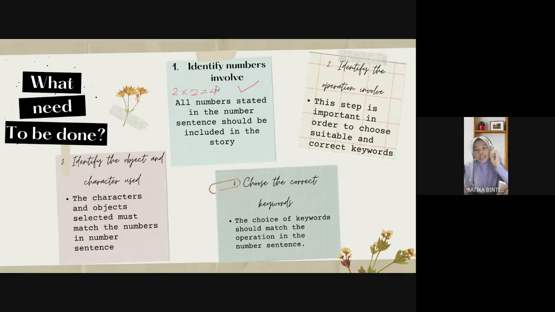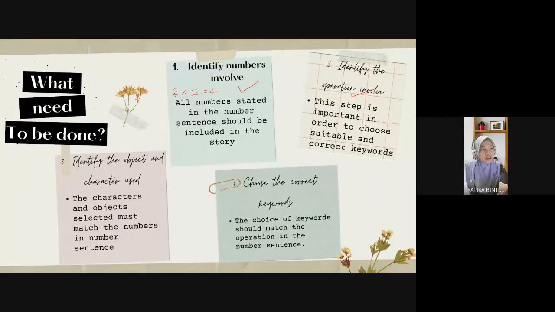Okay, when you tell stories, you are tell lah, bagi tahu lah. You are not going to ask any questions. Kita nak bagi tahu, bukan kita tanya soalan. Okay, so in telling stories, in creating stories, you are not going to ask questions. Remember that one. Okay. The next one is we are going to identify the operation involved. This one we can identify directly from the number sentence given.